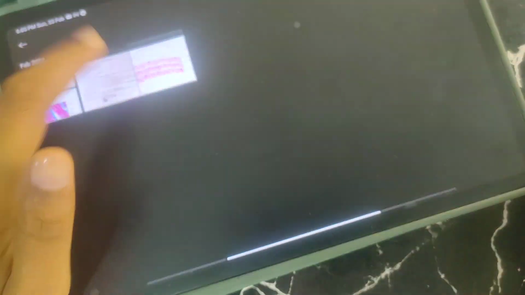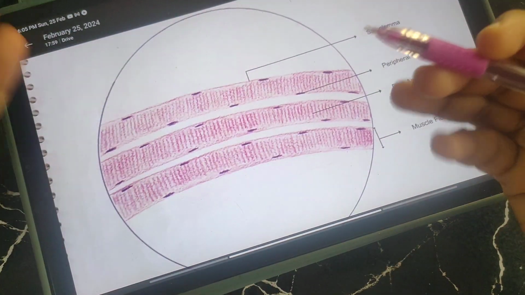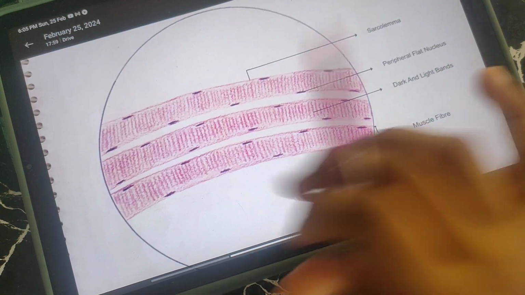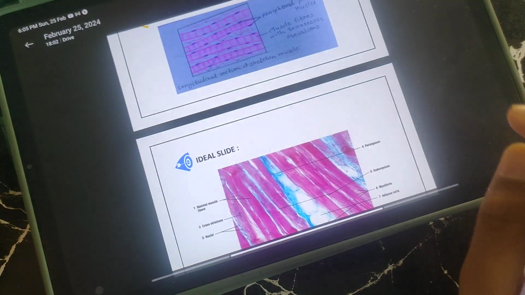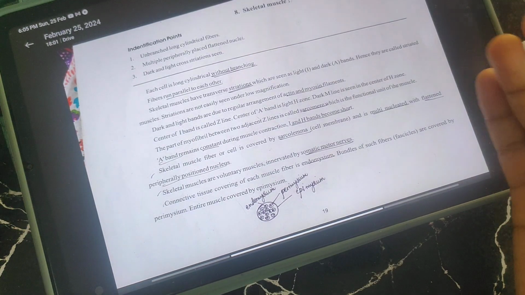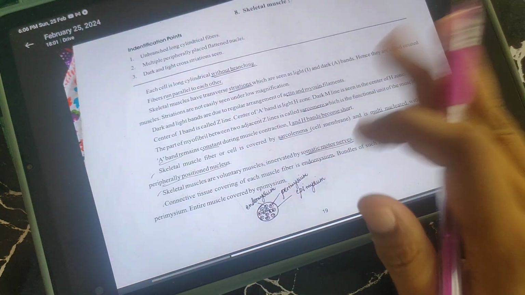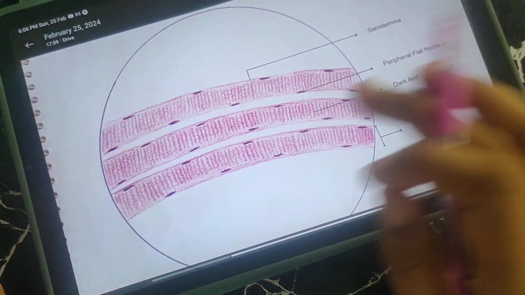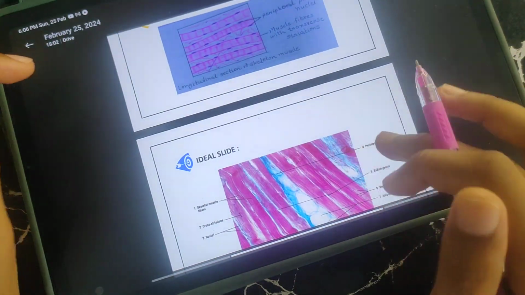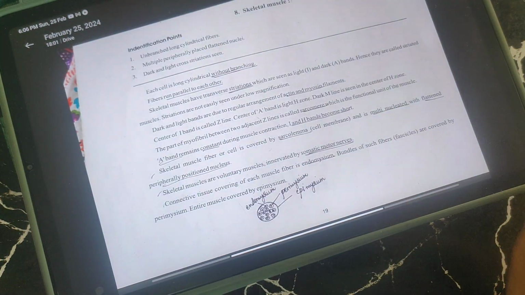In this video, I'll be teaching about the histology of the skeletal muscle, which is important for a 5-mark question in your final exam. First I'll say a few things about the skeletal muscle, then I'll say the histological points, and then show you the slide and how it actually looks under the microscope. I'll say all these things in this video.